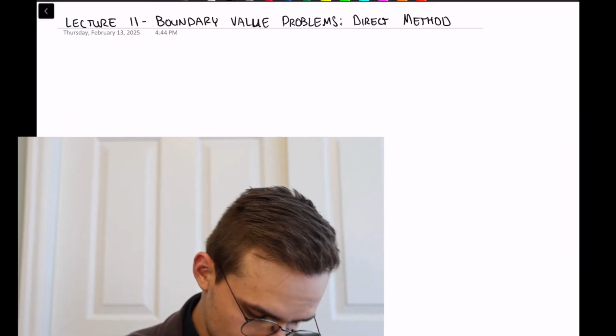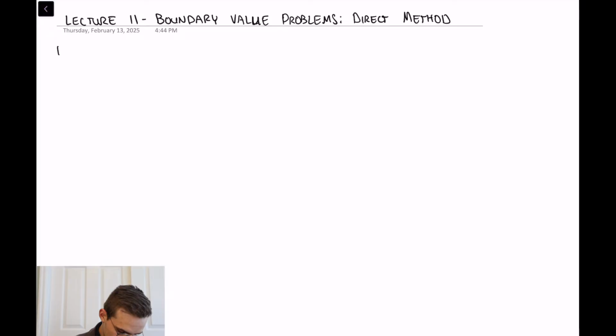Okay, so what we're going to talk about today is boundary value problems via the direct method in particular. But at first, let's just introduce the concept of boundary value problems, where they're similar to initial value problems. It just has to do with where you specify the conditions. So let's write this down. Boundary value problems.